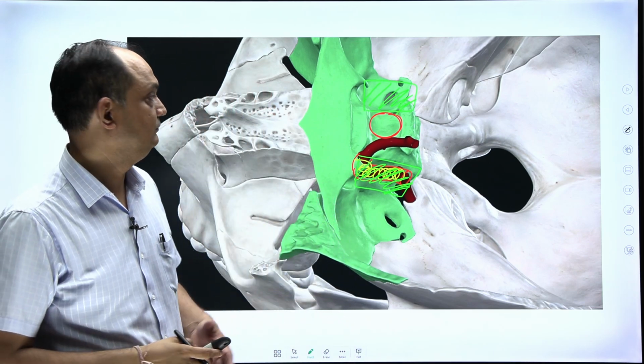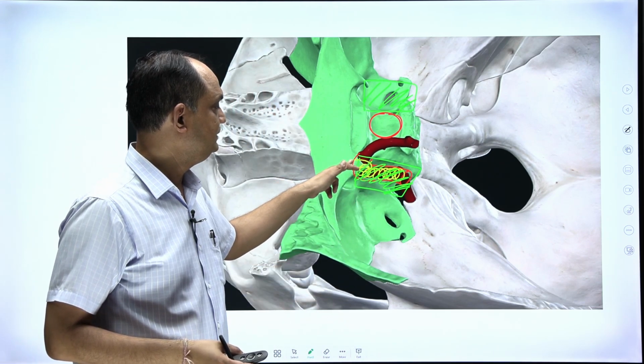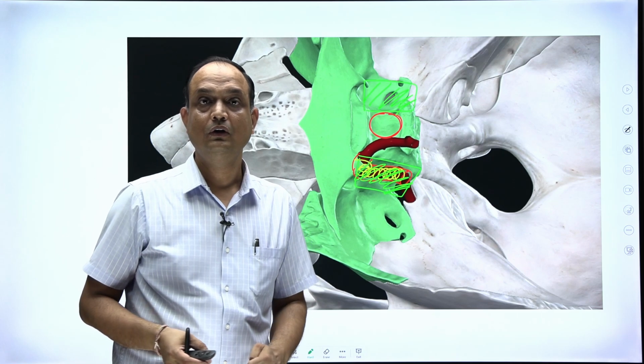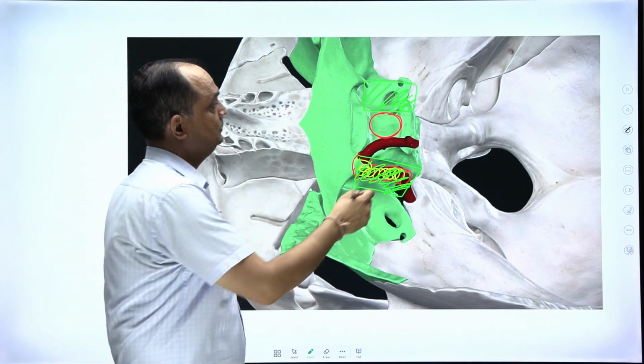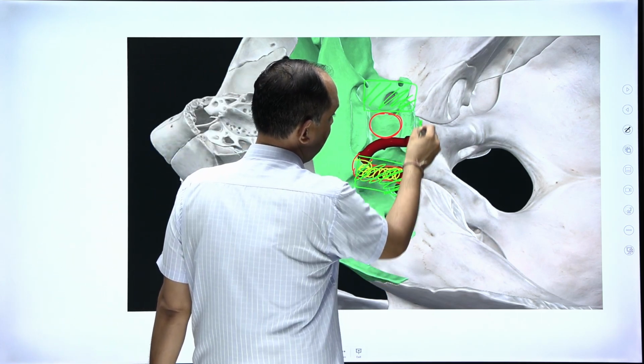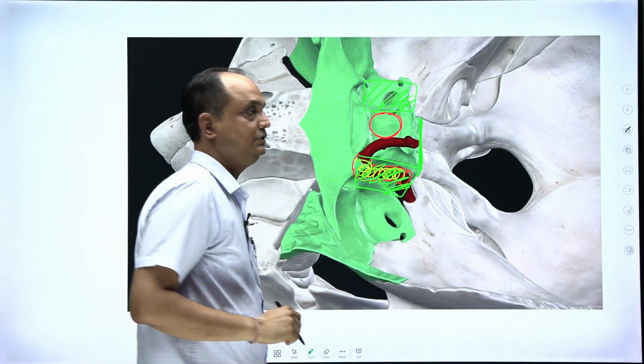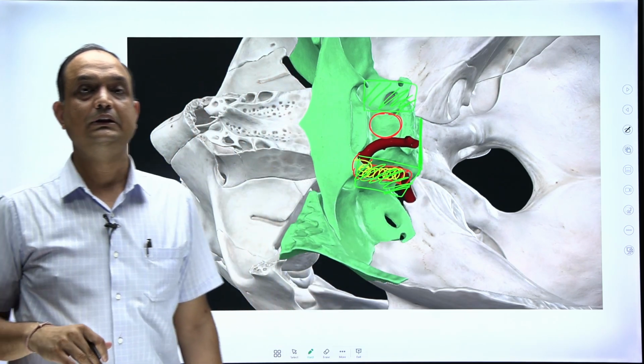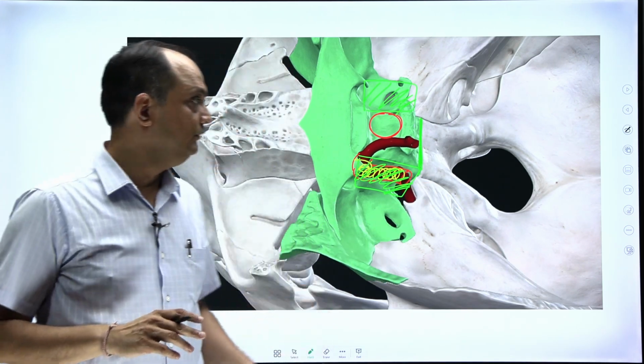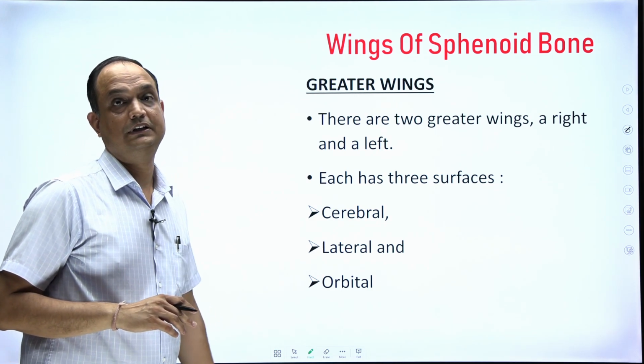So what is the feature of the lateral surface? The important feature is the carotid sulcus or groove. And what is the importance of the posterior area? Here you have a joint between the posterior margin of the sphenoid and the basi occiput. Clear? Now we will move to the greater wing of the sphenoid.